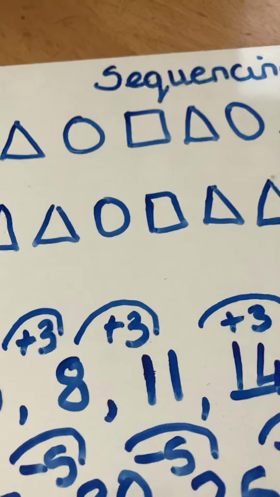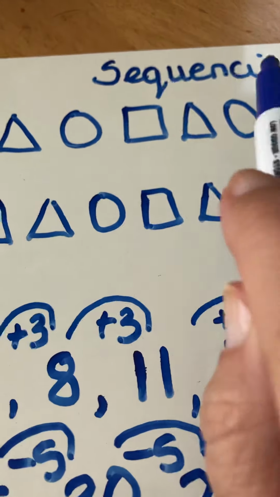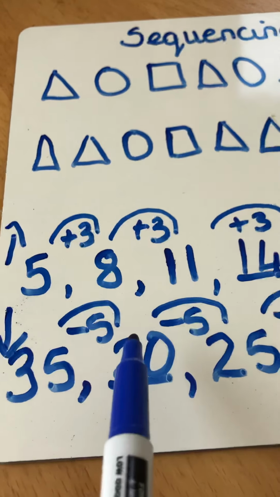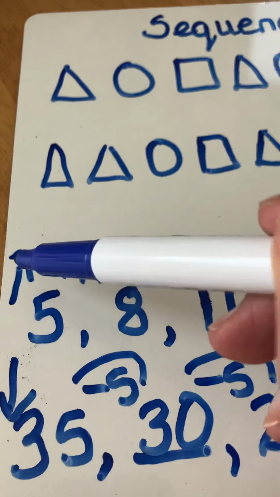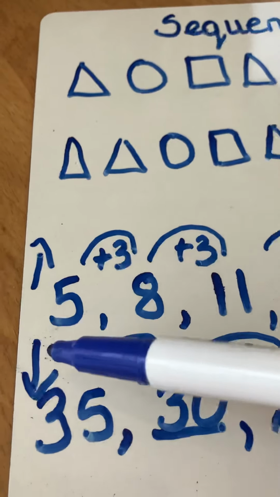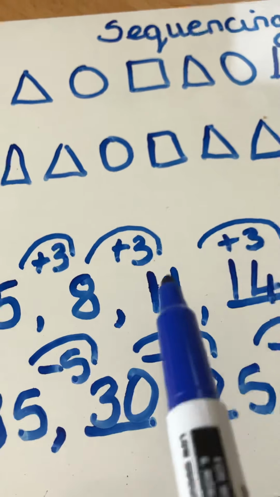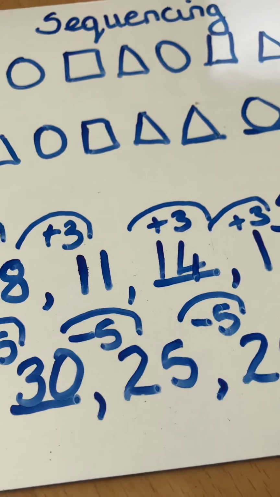So we've got different ways of making patterns here. We can draw shapes to sequence, and we can sequence with numbers. When we sequence with numbers, we can increase or we can decrease, and we can have different amounts that we're increasing by each time or decreasing by each time.